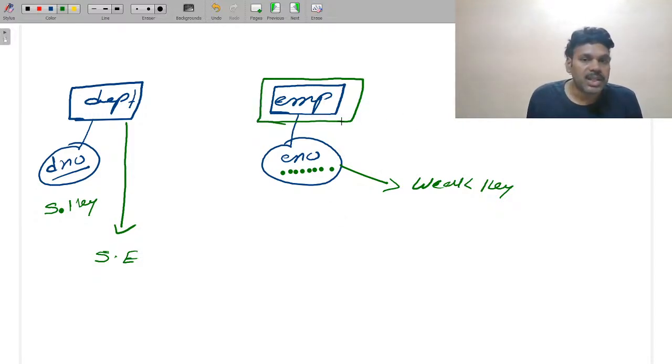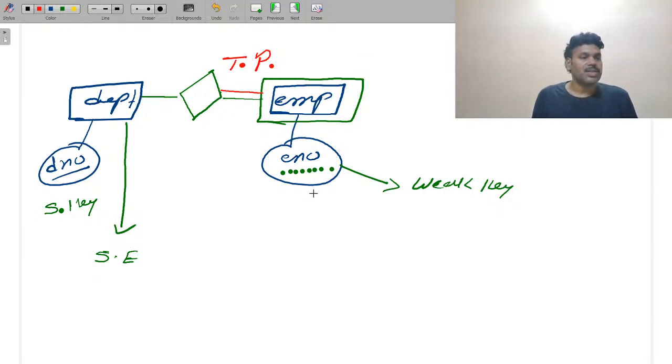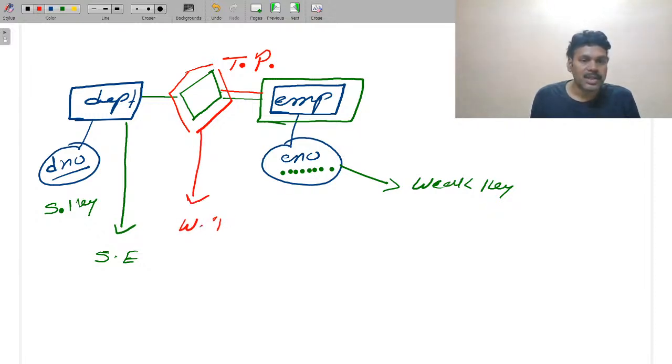So I told you a weak entity cannot be represented on its own. The weak entity must depend on a strong entity like this, using the total participation concept. So now I am using total participation here, and the relationship automatically becomes a weak relationship. So this is the weak relationship that we will discuss in the next slide.